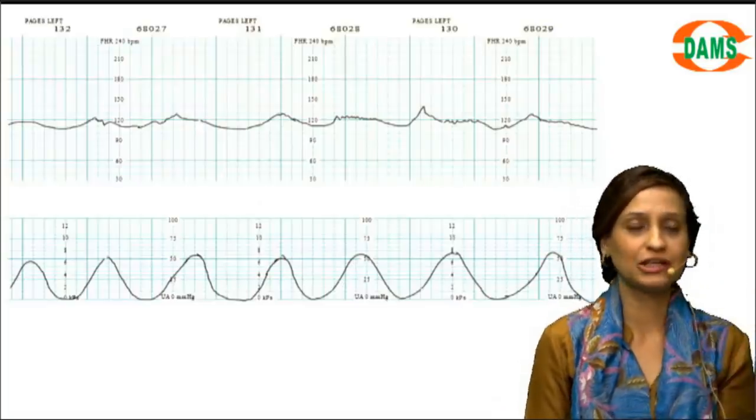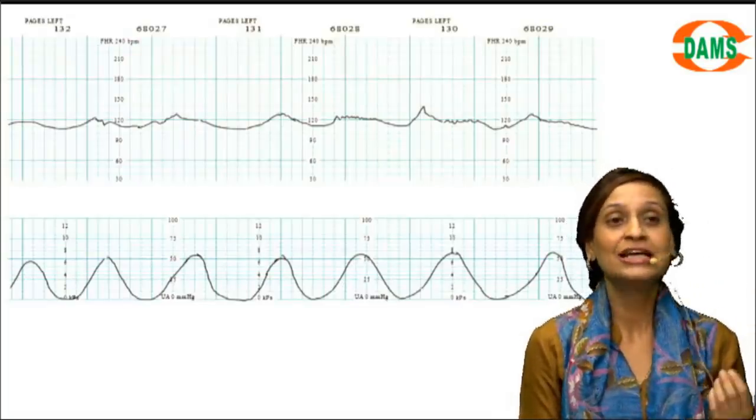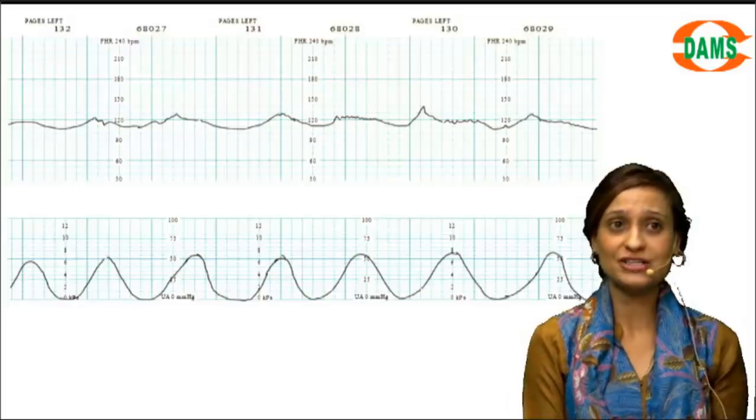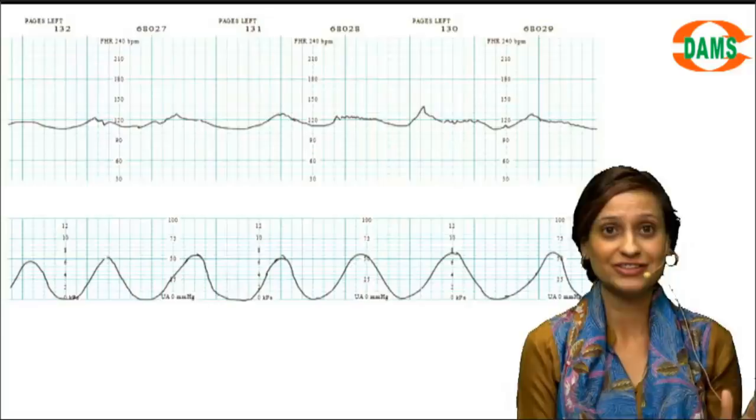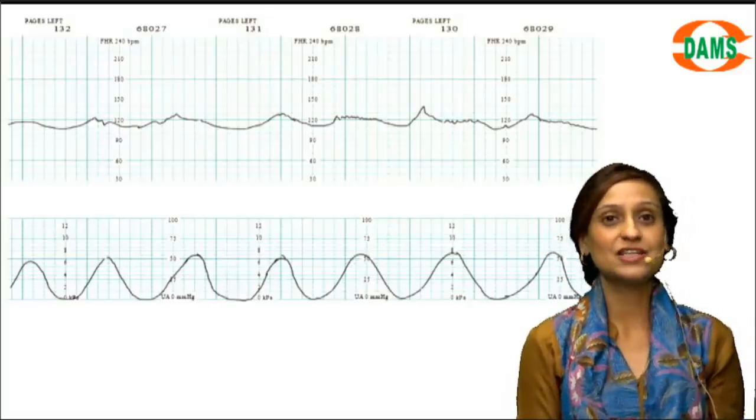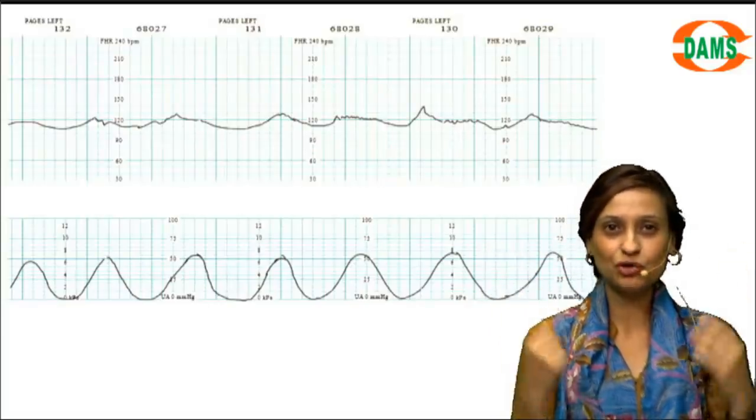Let's go to the bottom of the graph, which is showing us uterine contractions. Can you tell me how many uterine contractions you can see? So if you have counted it right, there are 7 contractions, 7 contractions in a span of 10 minutes. Does it ring a bell to you? What is this?